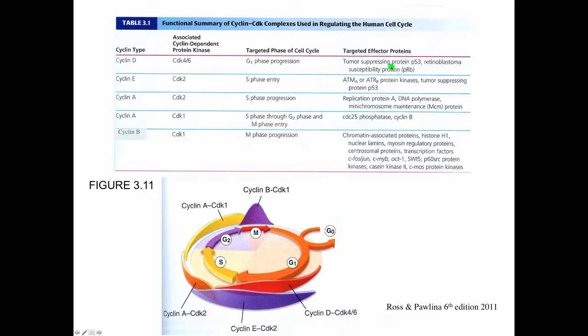And notice that some of them are tumor suppressor proteins, others are proteins that regulate passage through the cell cycle, various transcription factors, things like nucleolamins might be affected, etc. This is way beyond the scope of what you need to know for our course, but I put it here just to give you a general perspective of what might be going on in regulating the cell cycle.